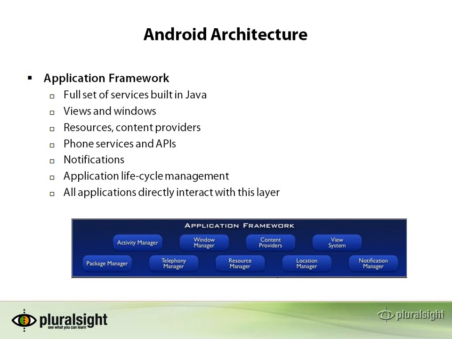Lifecycle management, we're going to talk a little bit more about this, but this layer is where it's going on, and where the operating system is deciding which applications to run and kill at different times. And then all of the applications that you build are going to directly interact with this layer. In fact, as I said before, all the applications that Google built that are on your phone directly interact with this layer.